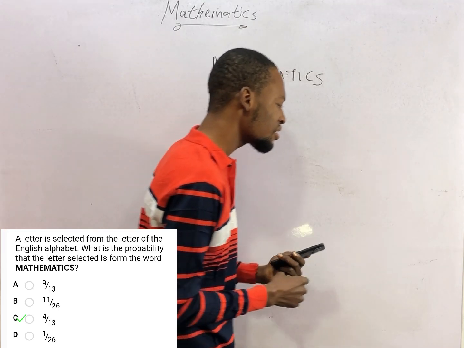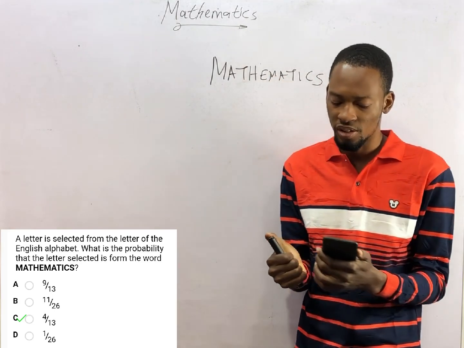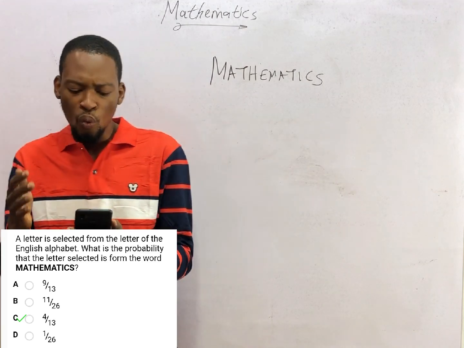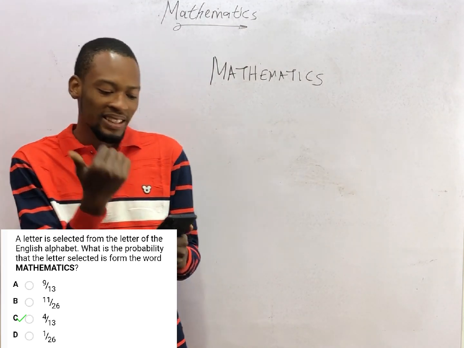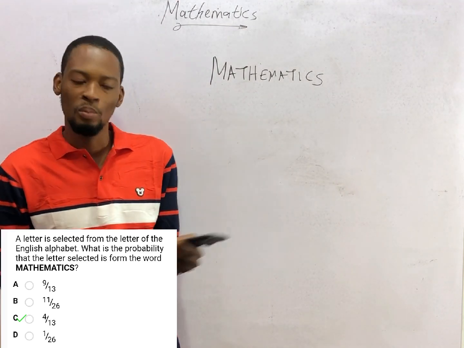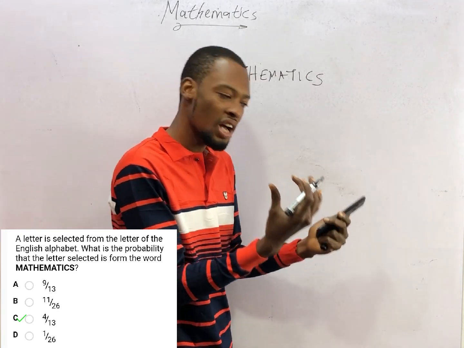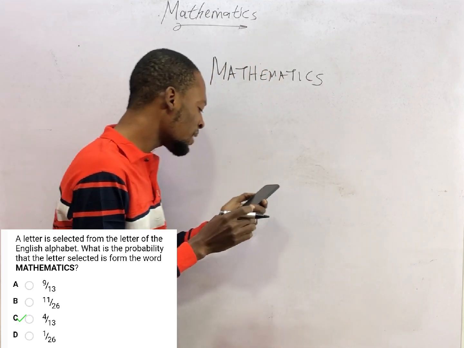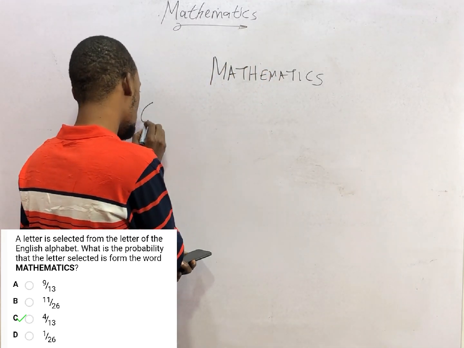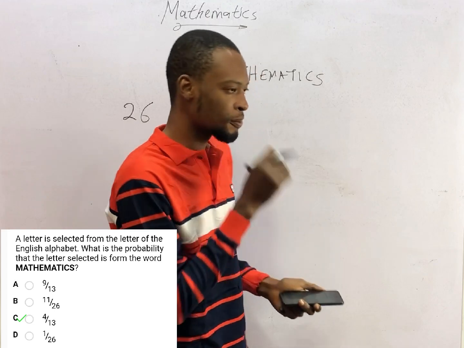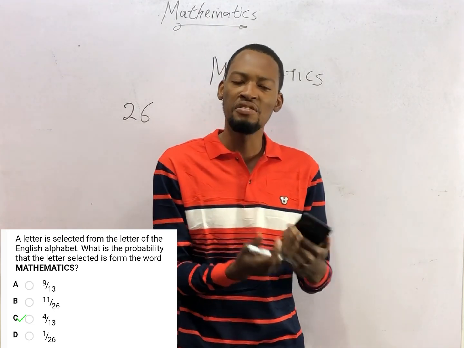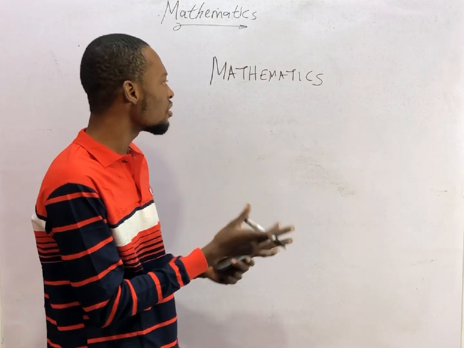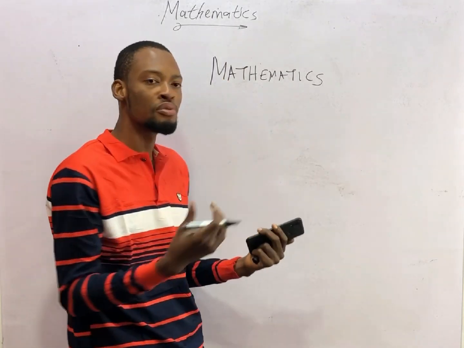The key to answering questions is understanding the question. A letter is selected from the letters of the English alphabet. What is the probability that the letter selected is from the word mathematics? English alphabet. How many alphabets do we have in English? We simply have 26 alphabets in the English language. If we have 26 alphabets, how many alphabets in English does mathematics contribute?